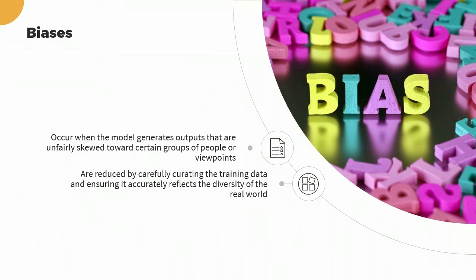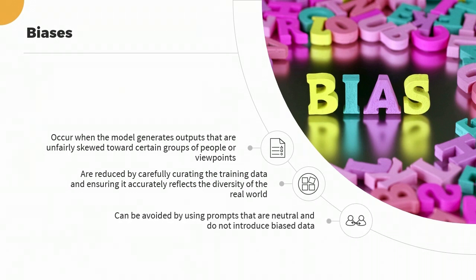This can involve collecting data from a broad range of sources and taking steps to address any existing issues with the data. Additionally, it is essential to use prompts that are neutral and do not introduce any biased data into the model. By addressing these points, ChatGPT can become a more reliable and trustworthy tool for generating accurate and unbiased outputs.